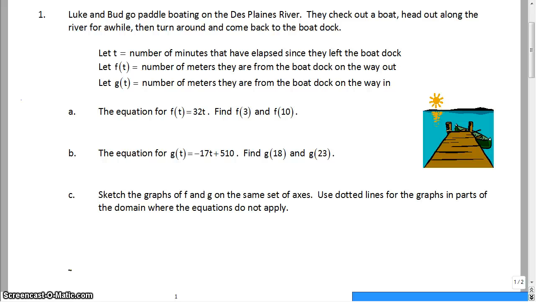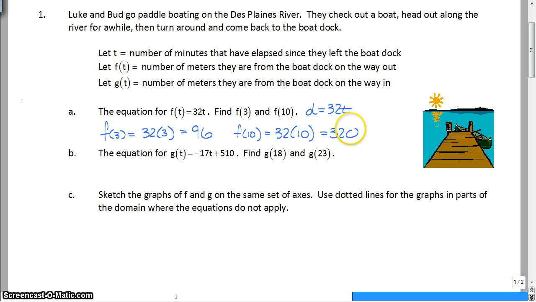So part A says the equation for F of T on the way out is 32T. So we could just, for fun, call this D is equal to 32T. Okay, just an easier way for you to look at this problem. Okay, and we're going to find F of 3 and we're going to find F of 10. So to find F of 3, it's just 32 times 3, which we know is 96. And F of 10 is going to be 32 times 10, which is 320. And of course, these are both in meters.